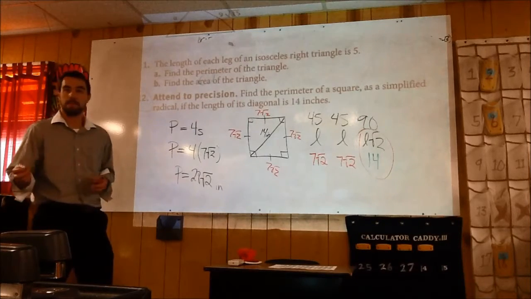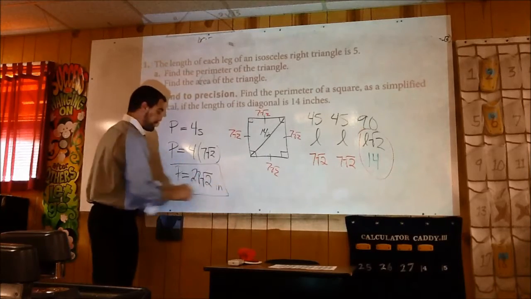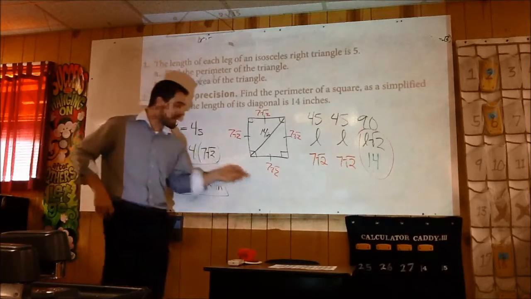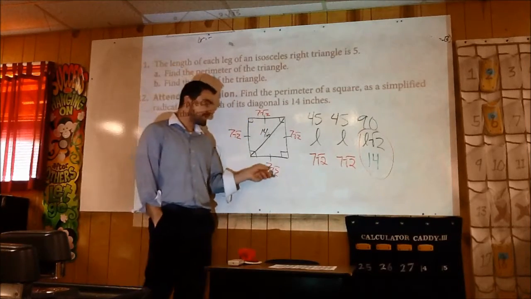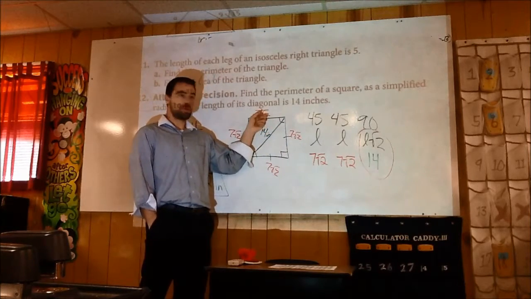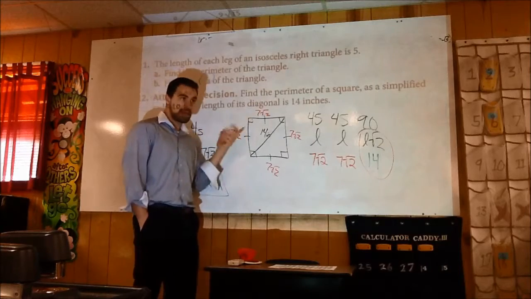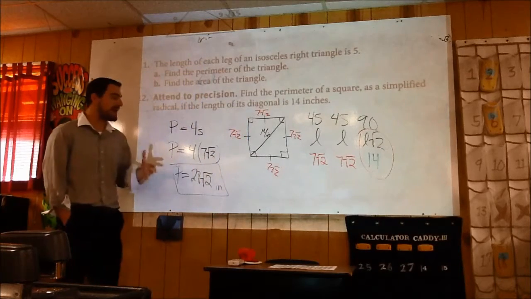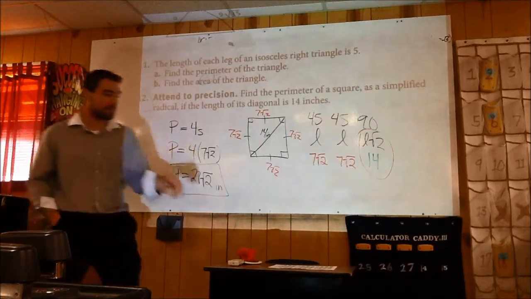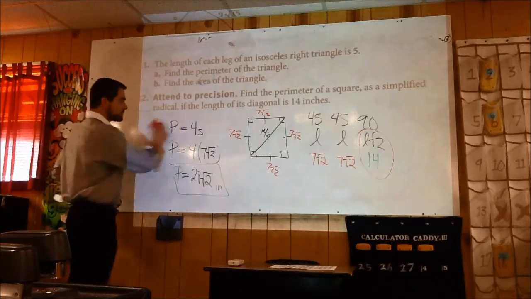We all agree? Awesome. Okay. But yes, if you added these up, 7 square roots of 2 plus 7 more is 14 square roots of 2, and then 21 square roots of 2, and then 28 square roots of 2. So, yeah, you could have added them up as well, but the formula is 4 times s for a perimeter of the square.